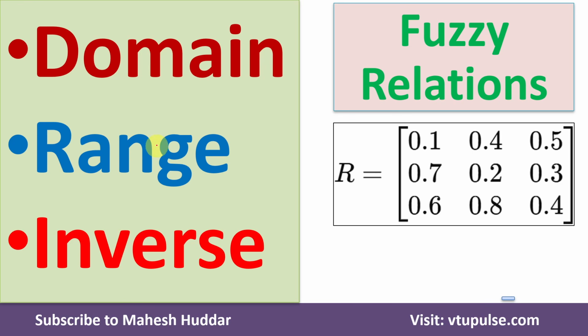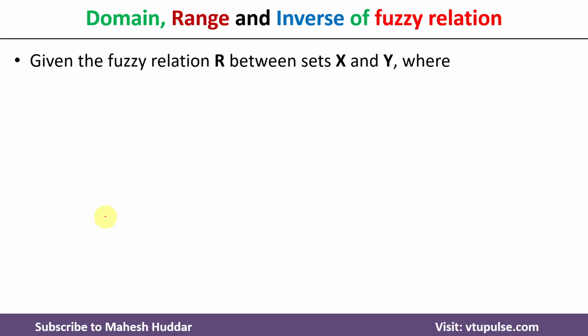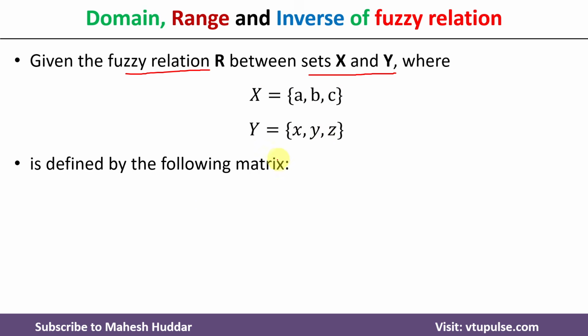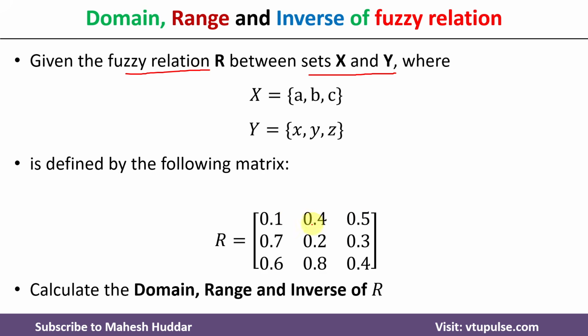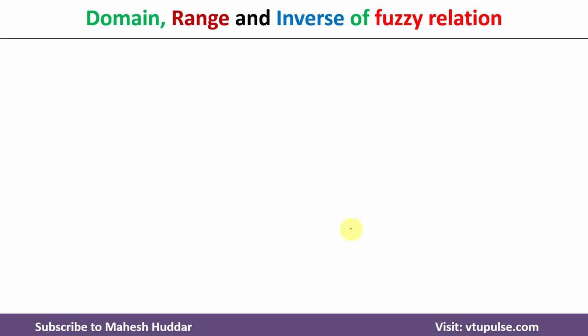Welcome back. In this video, I will discuss how to find domain, range and inverse for a given fuzzy relation. In this, we have been given a fuzzy relation R between sets X and Y, where X has the elements A, B, C and Y has the elements X, Y, Z, defined by the following matrix. This is a fuzzy relation matrix. For this fuzzy relation, we need to find the domain, range and inverse.